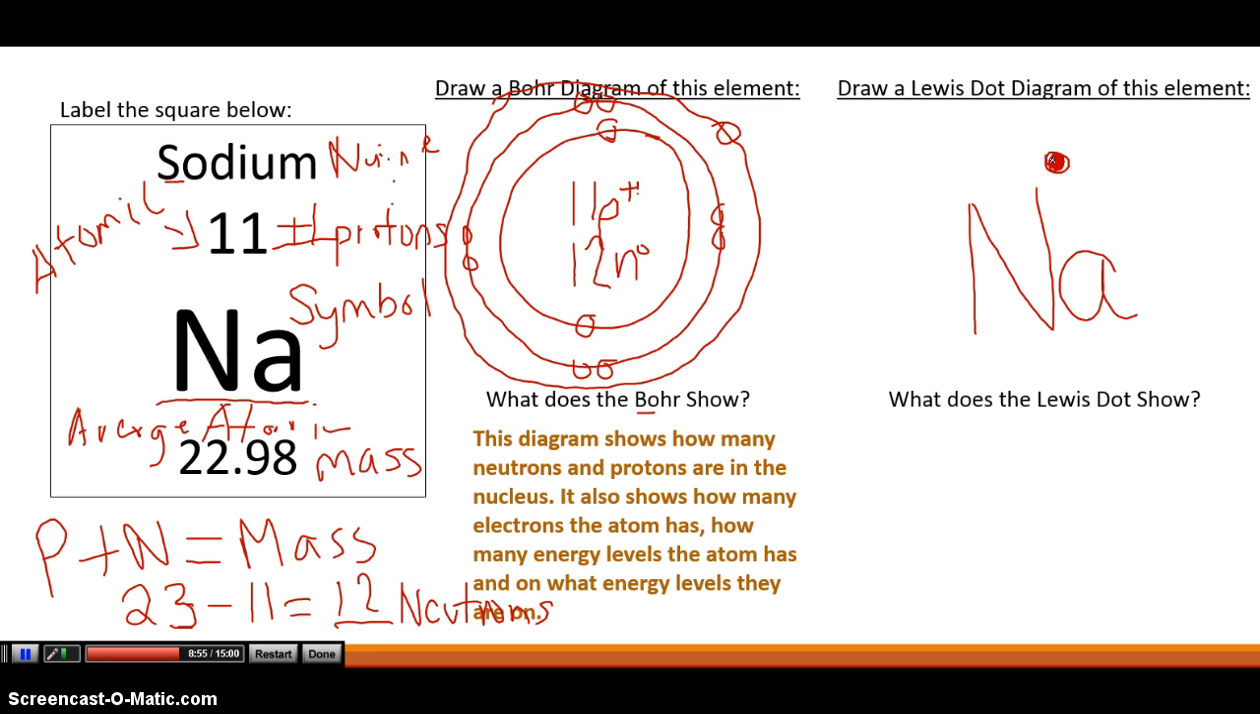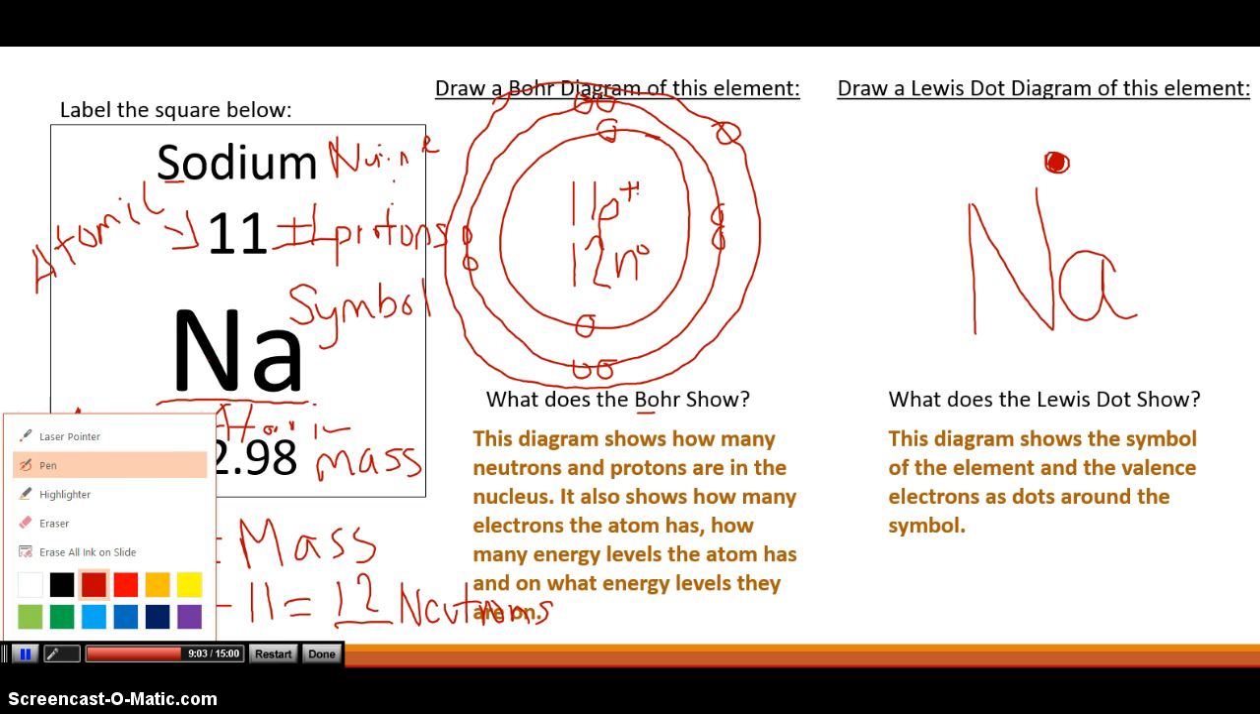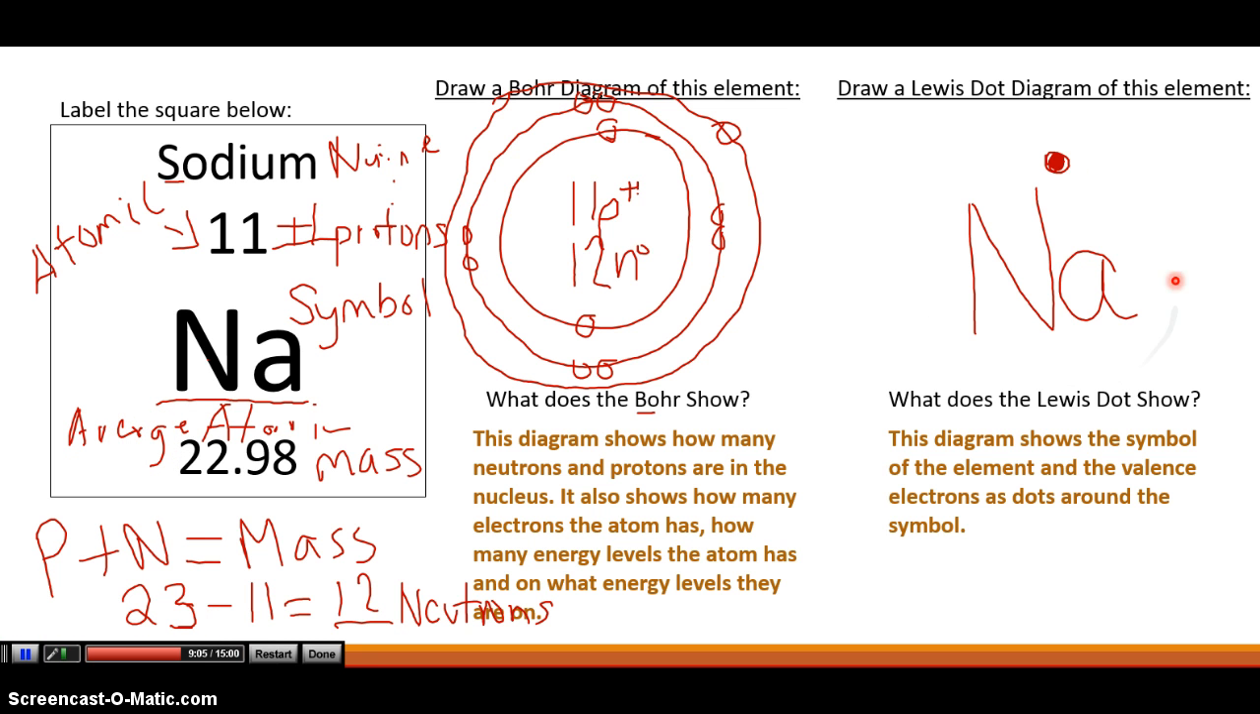What does the Lewis dot show? Well, we just talked about it. This diagram shows the symbol of the element. Here's the symbol. And the number of valence electrons. The valence electron right there. And that's our valence. That valence electron is going to have everything to do with chemistry. That is why all of chemistry happens.